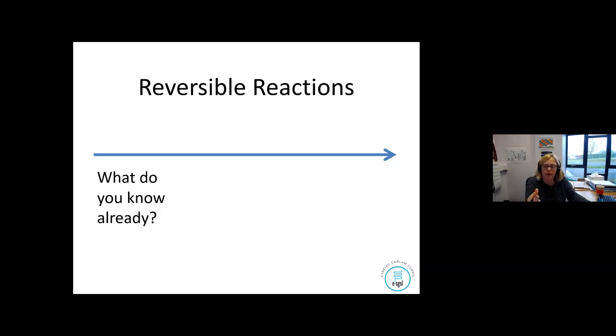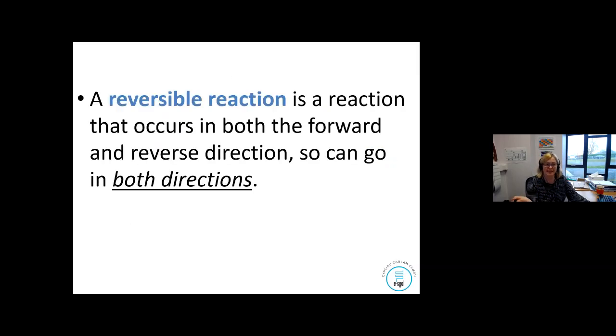Now, some of you might already be up to speed with quite a lot of this. Some of you might not even have got as far as the final unit yet. So what do you know already? Well, that will vary from person to person. I'm going to go through some basics and then lead into the two specific examples that you will need to know for the triple award course for the WJEC. So a reversible reaction is a reaction that occurs in both the forward and reverse direction. It's a bit odd to get your head around initially, but go with it. It's a reaction that goes in both directions.